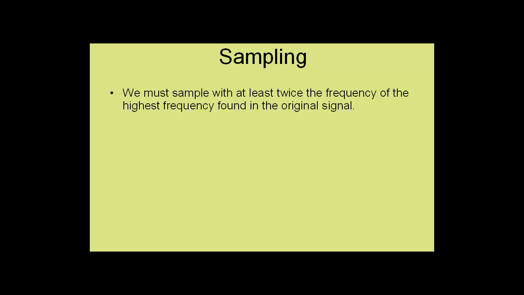We must sample with at least twice the frequency of the highest frequency found in the original signal if we are to not lose detail. For a telephone, the sampling rate is about 8,000 Hz. As humans can hear up to 20,000 Hz, this means that we lose some detail. That's why you sound different on a telephone to how you sound in real life.